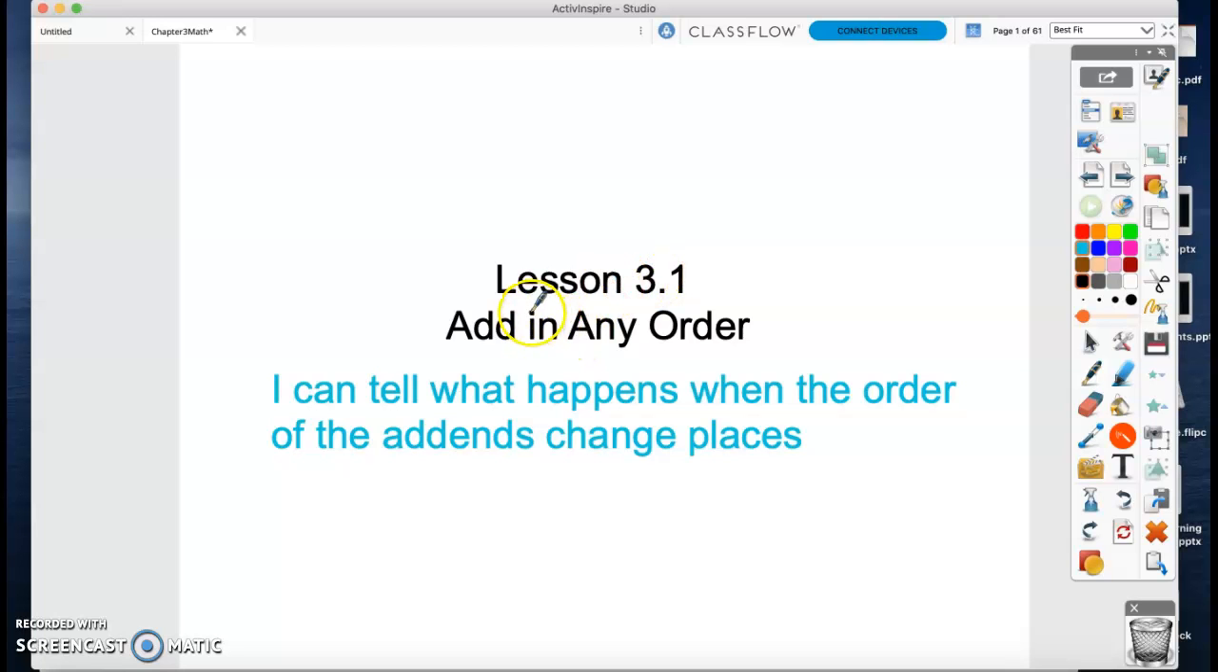This lesson is Math Lesson 3.1, Add in any order. At the end of this lesson, you will be able to say, I can tell what happens when the order of the add-ins change places.